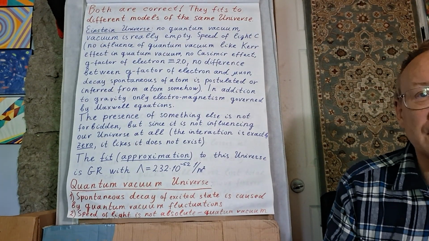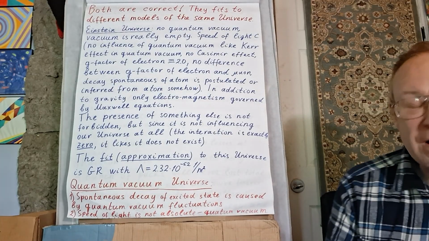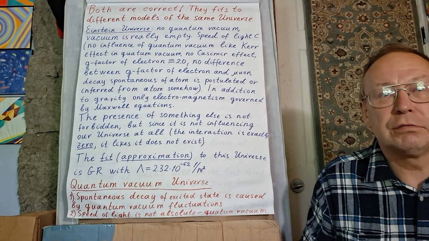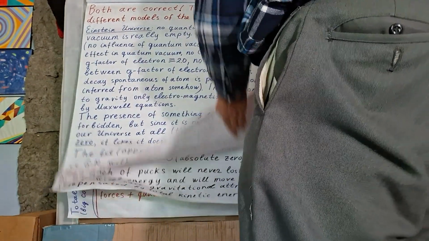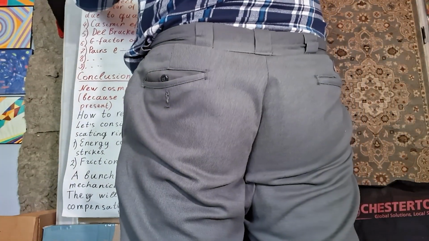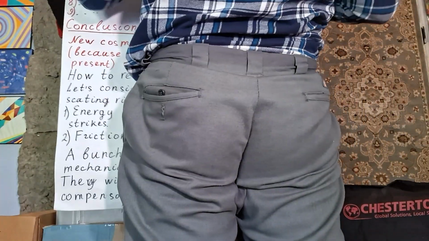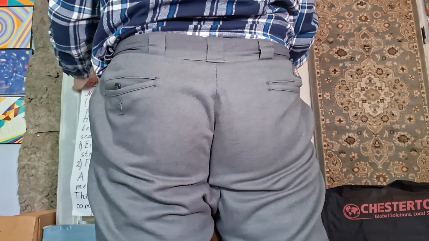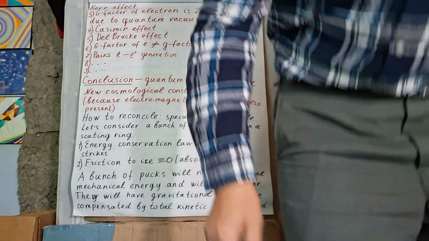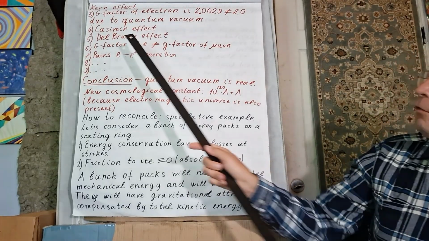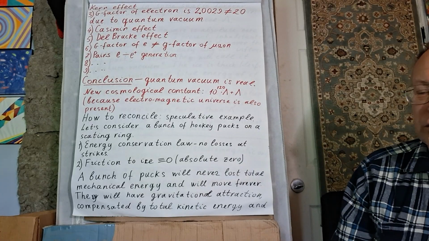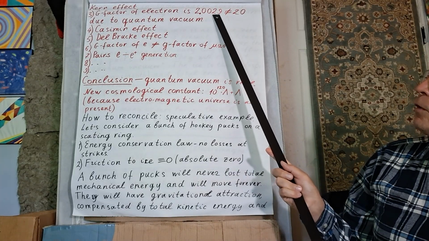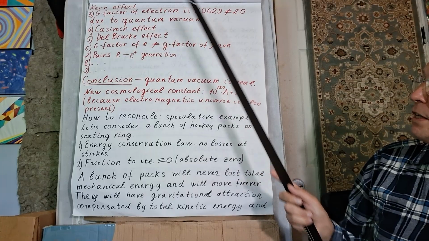The speed of light is now not absolute. The quantum vacuum Kerr effect is postulated and discussed. The effect is very small, enormously small, but present. The G factor of the electron is now 2.0029, not equal to 2.0. Quantum vacuum fluctuations, the influence of quantum vacuum, is present.